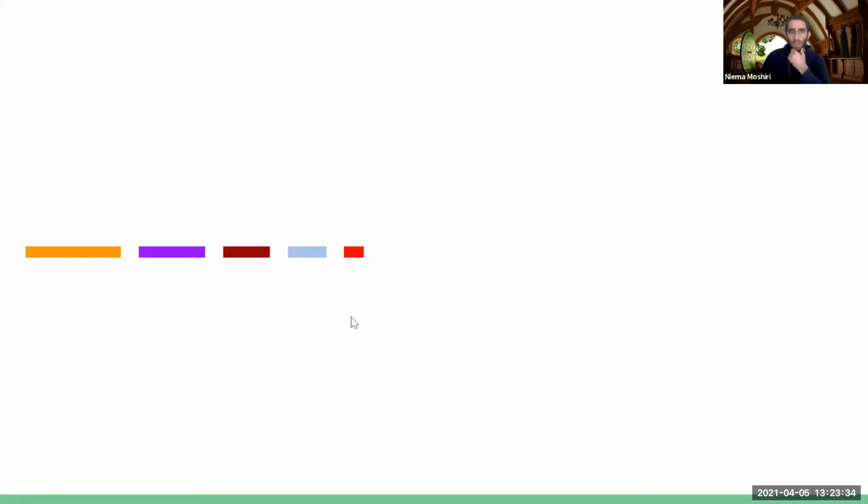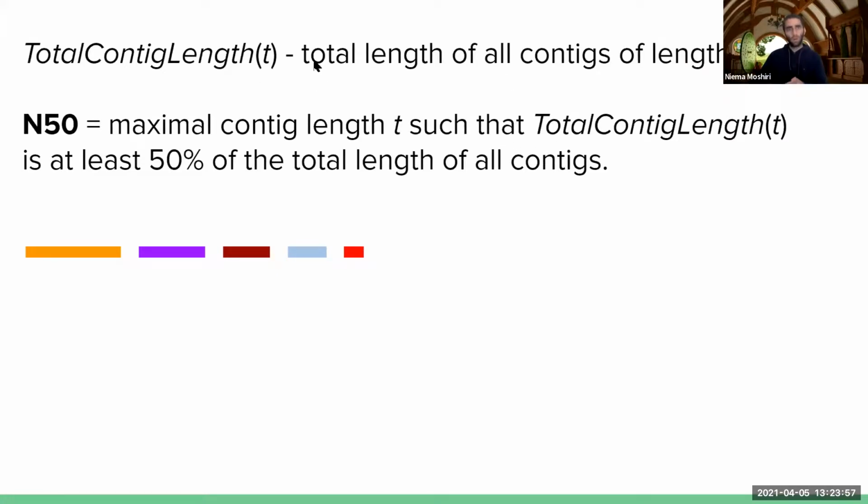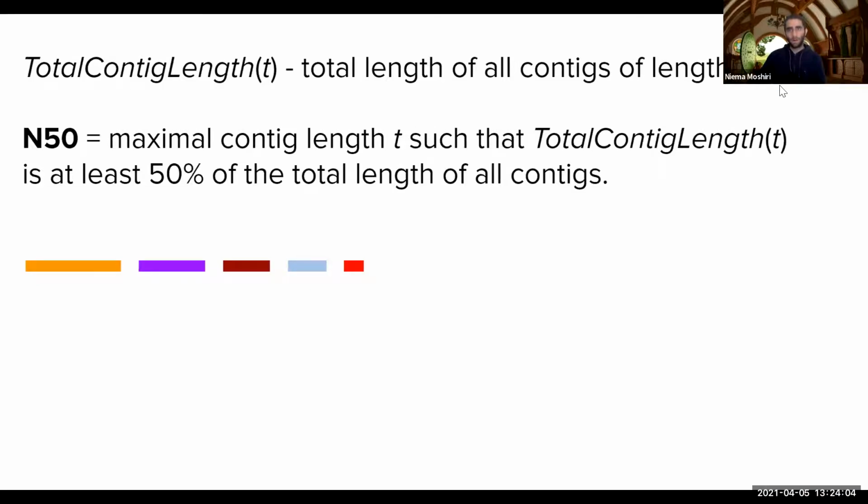So imagine that these are the contigs that we have. I've colored them as different colors, and I've just sorted them from longest to shortest. So this is not necessarily the order that they appeared in the genome, right? These are not the scaffold orderings, but I've just arbitrarily sorted them from longest first to shortest last. So I'm going to define total contig length of T to be the total length of all contigs that are of length at least T. So for example, if T was 50, total contig length 50 is the sum of the lengths of all of the contigs that are length at least 50. And I'm going to go over an example with this in a second.